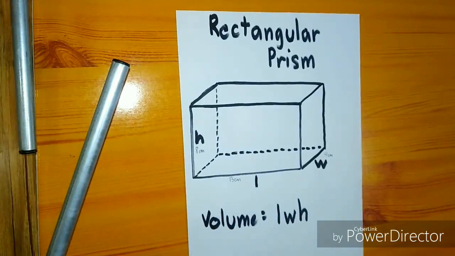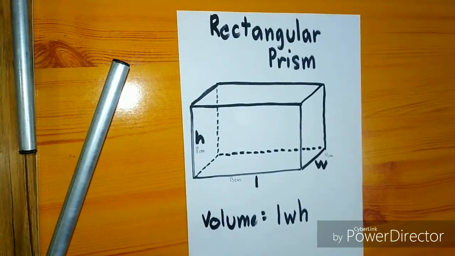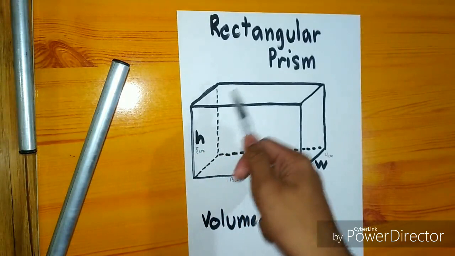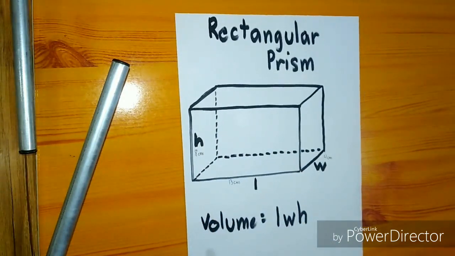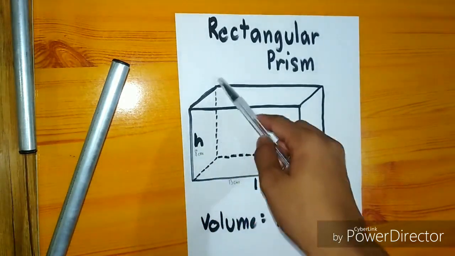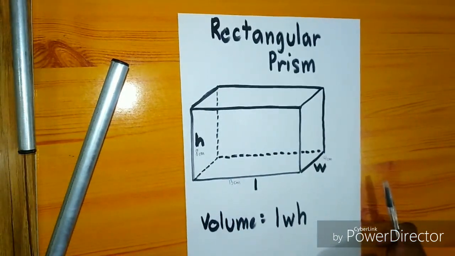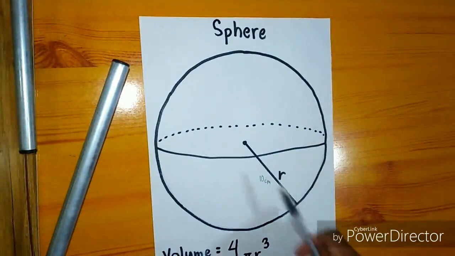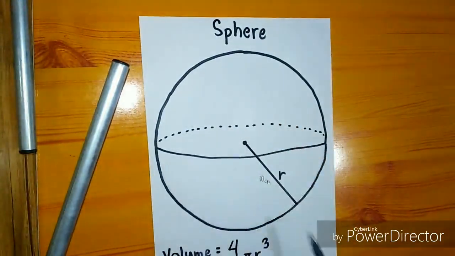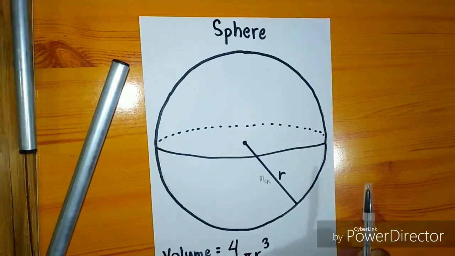And lastly, the face. The face is the flat surface enclosed by the edges. So in total, in a rectangular prism, there are 8 vertices: 1, 2, 3, 4, 5, 6, 7, 8. There are 12 edges and 6 faces. In a sphere, there are no vertices, no edges and no faces.